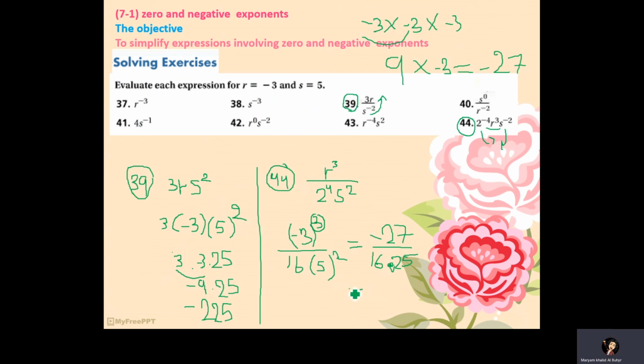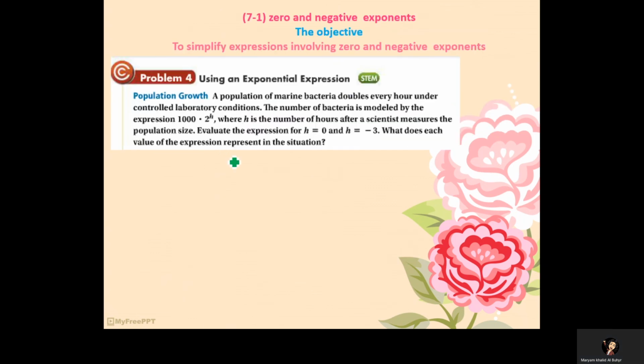So the answer here after calculation, it's 27 over 400. So that's for this part. The rest exactly the same idea. Let's move to the last problem.